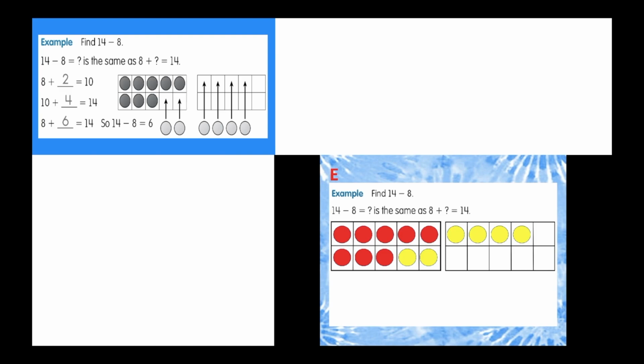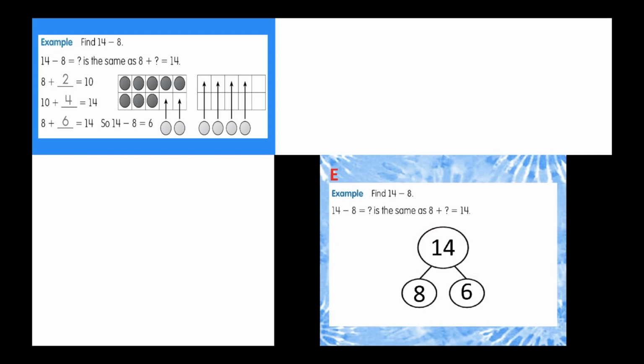Now I can count my yellow counters that I have added to my 10 frames to find out what that missing part is. I started with the 8, and now let's count the yellow counters. 1, 2, 3, 4, 5, 6. Great job! We found out that our missing part is 6. Now we can finish filling in that number bond that we started with. We know that 14 is our whole. We filled in the 8 counters, and then we added 6 more yellow counters. So now we know that missing part was 6.